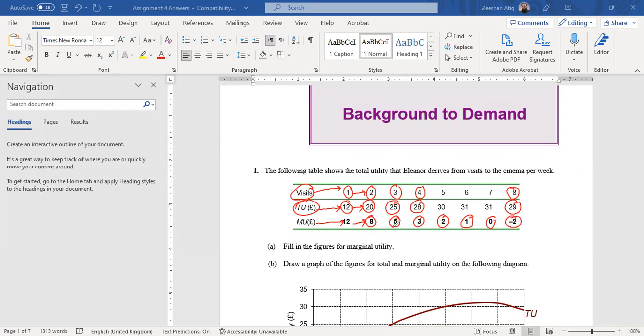What do you observe here? We observe the law of diminishing marginal utility, which states that every consecutive consumption of units of a good decreases the additional utility that you get from the consumption of that good.